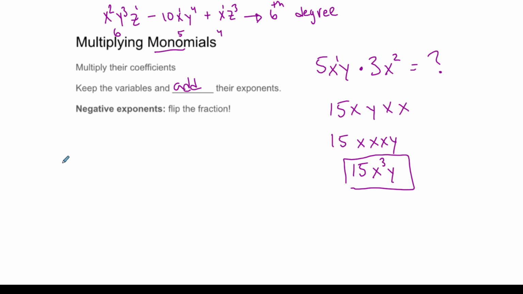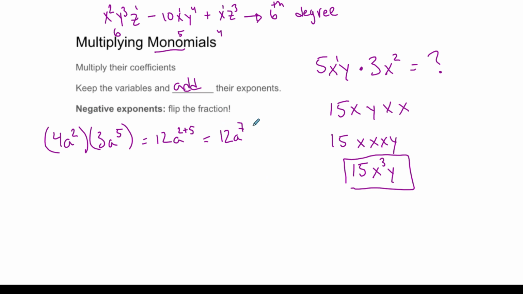All right. To look at another example, let's suppose I had 4a squared times 3a to the 5th. We're going to multiply the coefficients. 4 times 3 is 12. We'll add the exponents. 2 plus 5. Well, 2 plus 5 is 7, so a to the 7th.